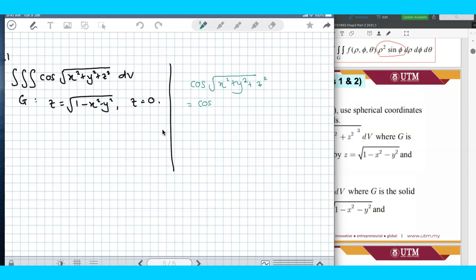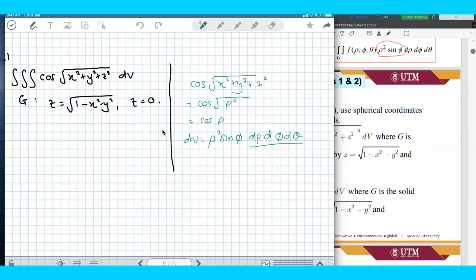So this one in spherical coordinate, we know that x squared plus y squared plus z squared is equal to rho squared. So now it becomes cos of rho. And then the dV, as we know, is given by rho squared sine phi d rho d phi d theta. So for spherical, we always use this particular expression. Alright, so now we want to sketch.